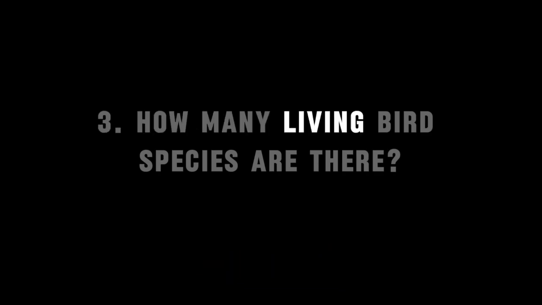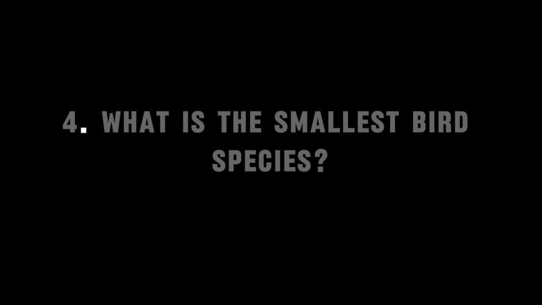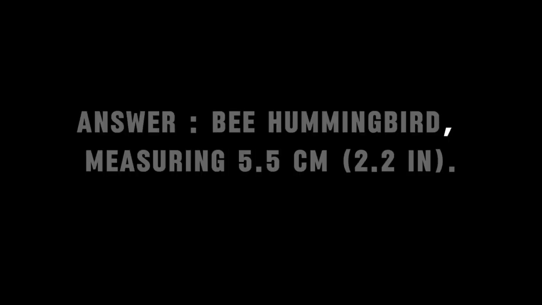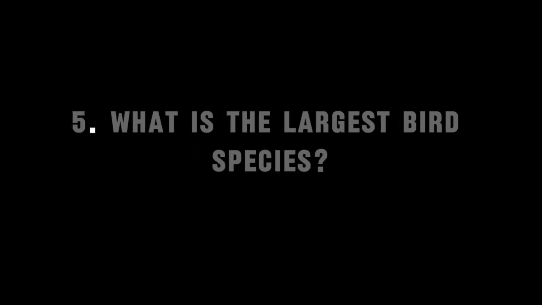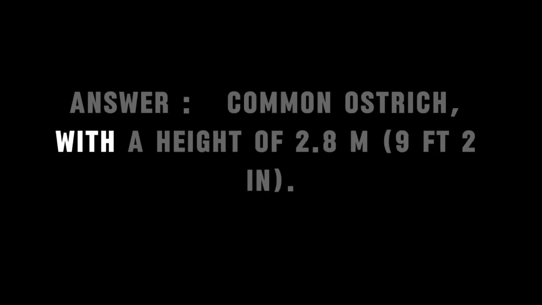3. How many living bird species are there? Answer: over 11,000. 4. What is the smallest bird species? Answer: bee hummingbird, measuring 5.5 centimeters, or 0.2 in. 5. What is the largest bird species? Answer: common ostrich, with a height up to 2.8 meters, 9 feet 2 in.